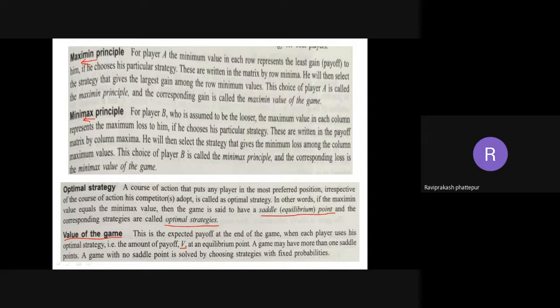A game may have more than one saddle point. A game with no saddle point is solved by choosing strategies with fixed probabilities. We just saw mixed strategies, where there are some fixed probabilities involved. So for those, we'll be using different methods like the algebraic method, the graphical method, or the linear programming problem, the LP problem. We need to do those things if we are not getting the equilibrium point or the saddle point.